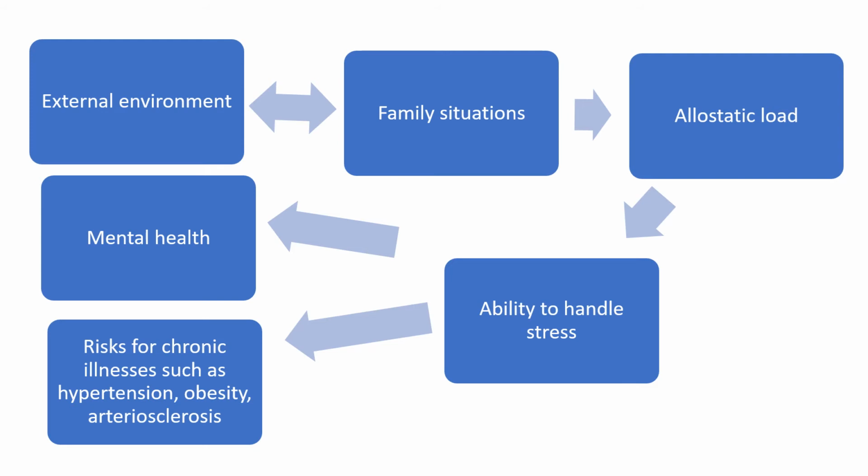And the level of a person's allostatic load is going to affect a person's ability to handle stress. And this in turn affects a person's mental health or a person's risk for all these illnesses like hypertension, obesity, atherosclerosis, and so on. So this explains why there are health disparities across neighborhoods.